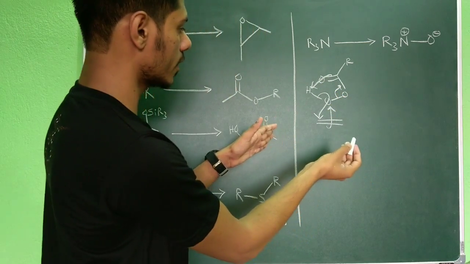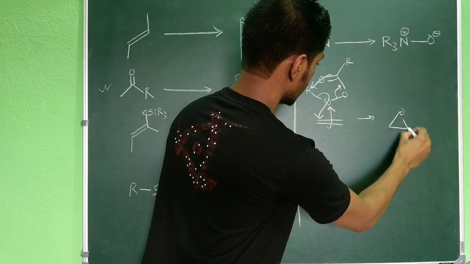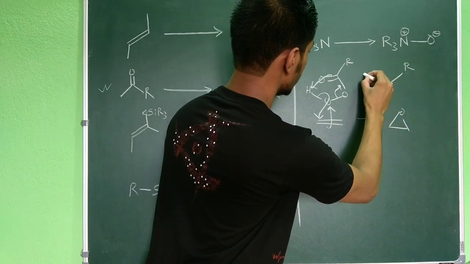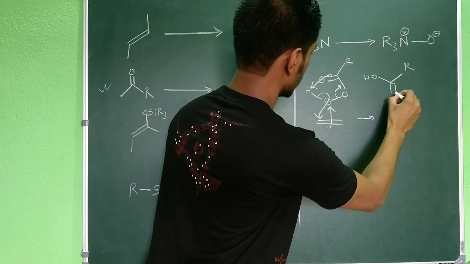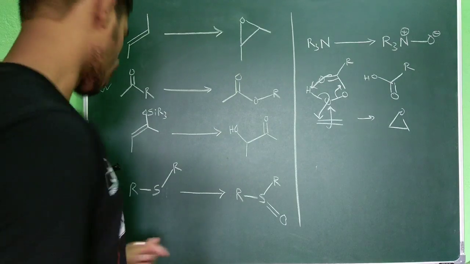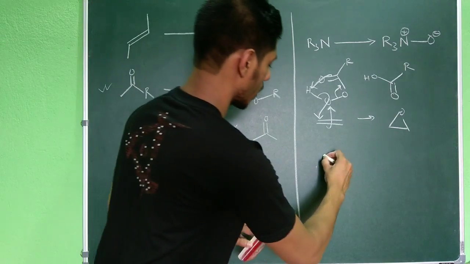So it is a concerted reaction, and out of this you will get this epoxide, and here the leaving group is this acid. So this acid is the leaving group, and you will get this epoxide product. So this is again a very well-known reaction.